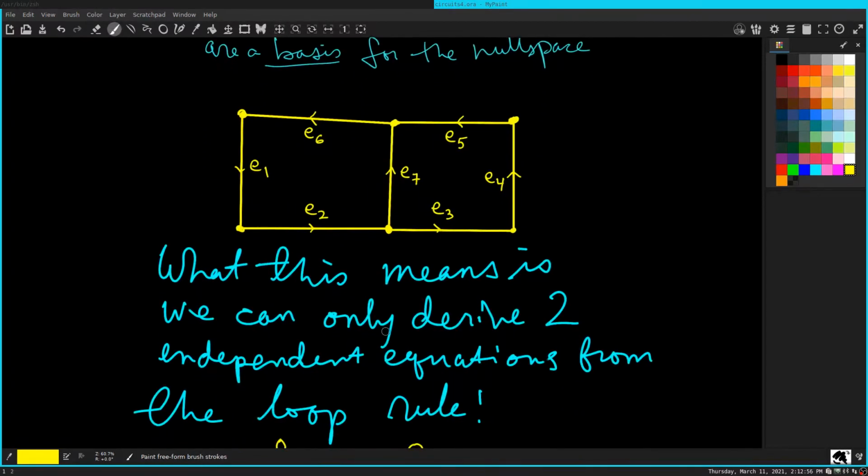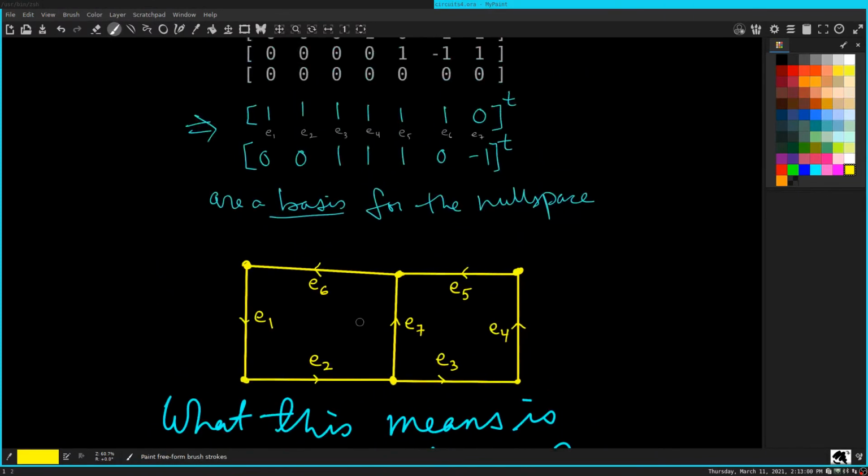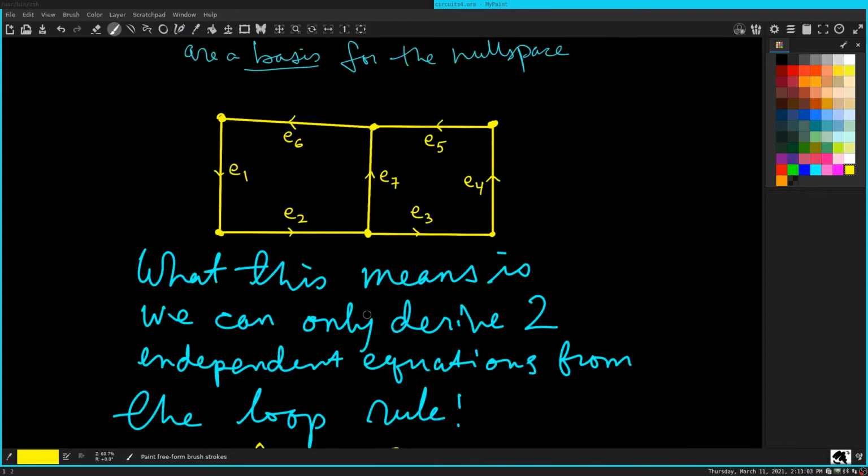So what this means is that if we use that loop rule, our loop space is two-dimensional, so we can only derive two independent equations. But if you remember, we had three variables. That's why you need the junction rule.